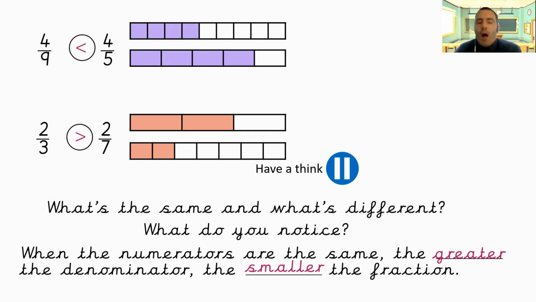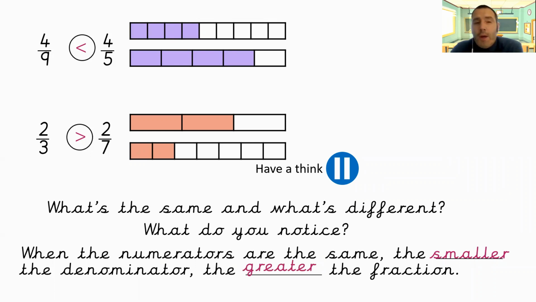It's because our whole's been made into more pieces. So if we look at our top example, it says 4/5 and 4/9. Well, you might think there's 9 pieces and 4 of those, it means I get more. It doesn't. So you've got to think of the total number of pieces that it's cut into. So the smaller the denominator, the greater the fraction. And the inverse is true. So the greater the denominator, the smaller the fraction.